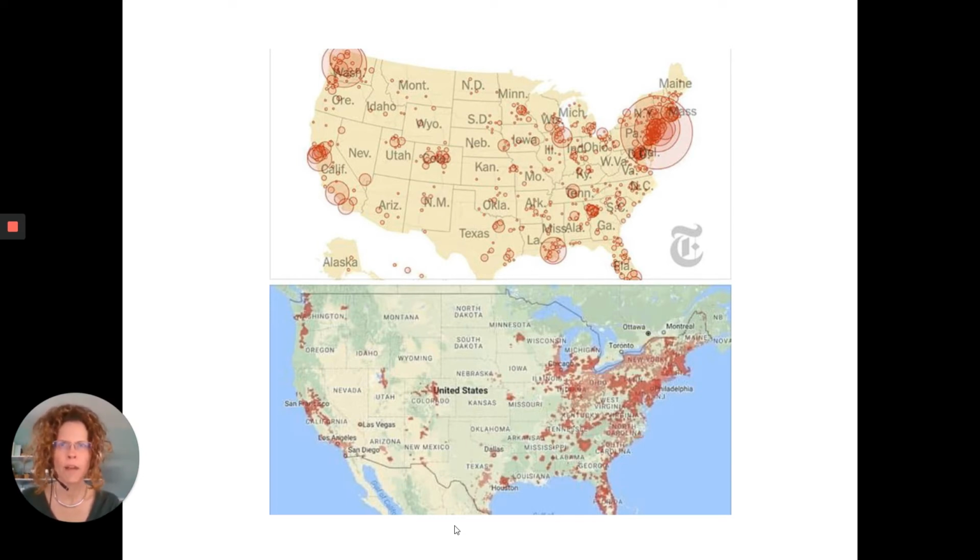Is it really the case that 5G cell towers are causing COVID-19? No. This is where your critical thinking comes into play. What else might account for what these maps look like? I'll give you a second to think about that.